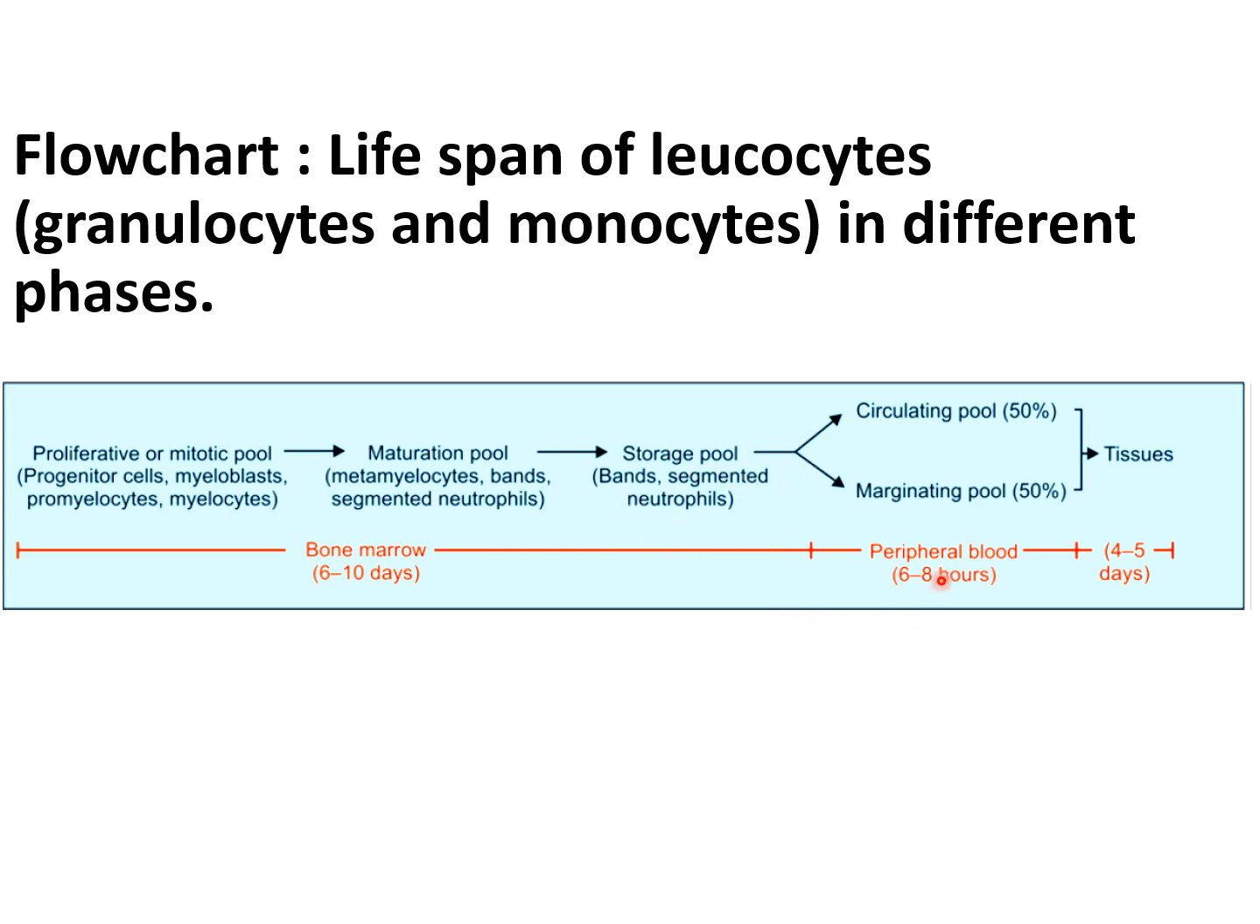neutrophil. Then in the bone marrow phase, the lifespan is about 6 to 10 days. Now in the peripheral blood, the lifespan is about 6 to 8 hours, and in the circulating pool it is about 50% and the marginating pool is also about 50%. And in the tissue, the lifespan of the WBC is only about 4 to 5 days.